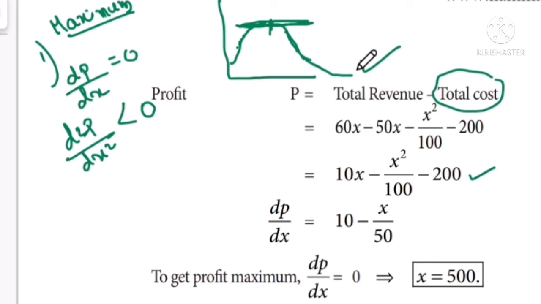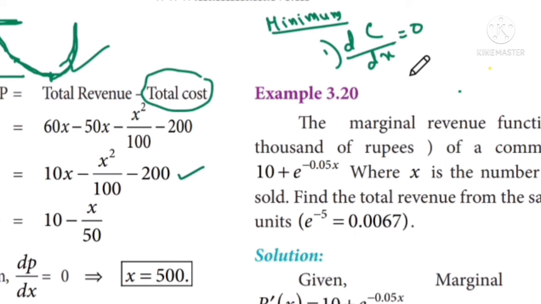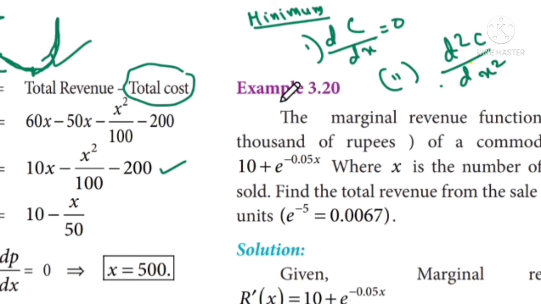But when it is minimum, what happens to the slope? It will be decreasing. It reaches this point and then it will start increasing. Minimum cost, if they ask, is the same thing: dc by dx is 0. Usually minimum will be cost, they'll ask. Find the minimum cost. dc by dx is 0 and d square c by dx square is greater than 0.